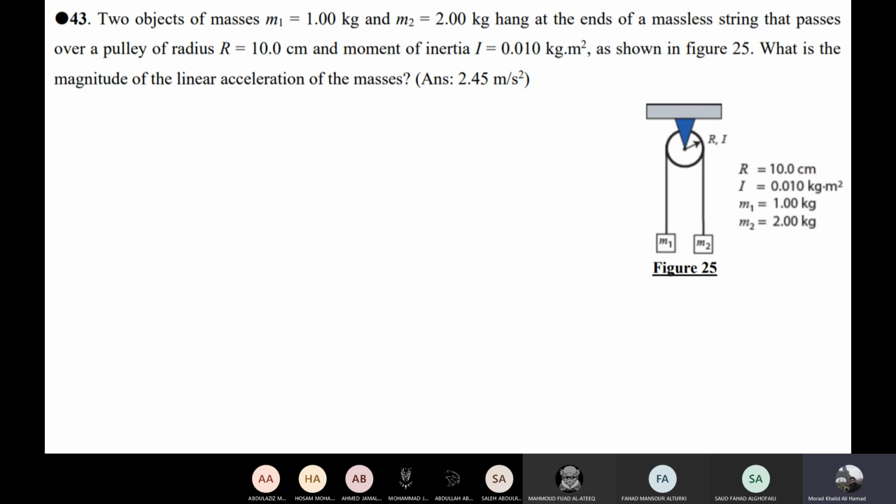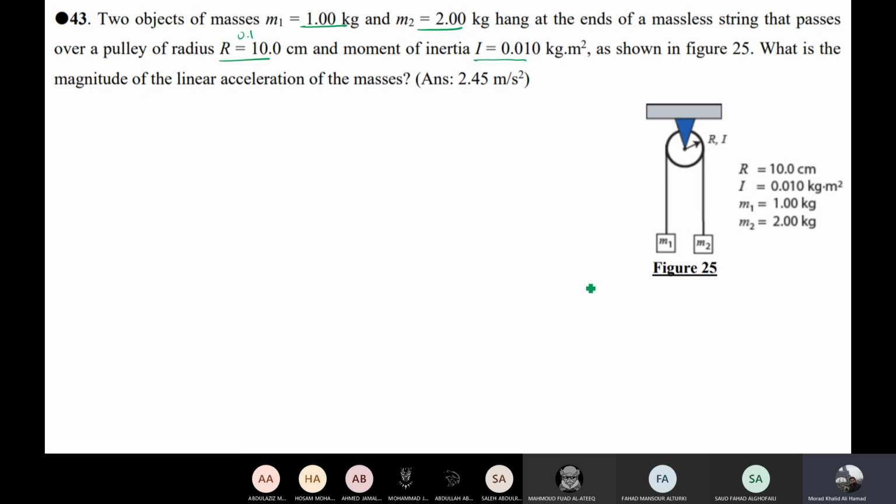Okay, this is a question. It's more complicated. Here we have two objects of mass m1 and m2, 1 kilogram and 2 kilogram respectively, hanging at the ends of a massless string that passes over a pulley of radius 10 centimeter. Remember, we need to convert it to meter. And moment of inertia I is 0.01 kilogram meter squared, as shown in the figure. What is the magnitude of the linear acceleration of the masses? We are looking for a.